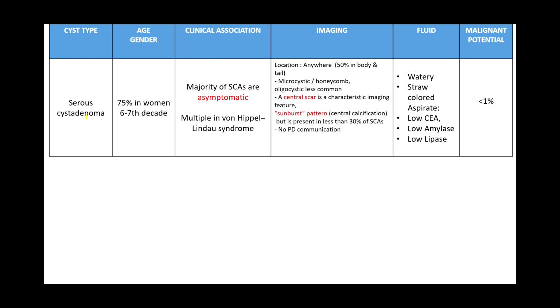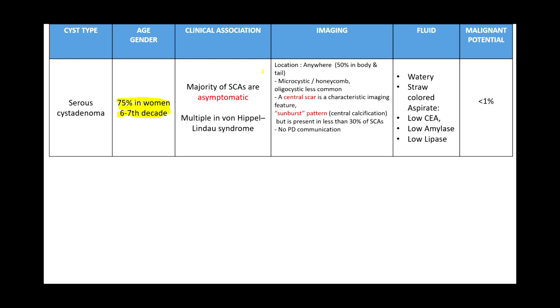Next, serous cystadenoma. So 75% of serous cystadenomas are seen in women, and these are seen in 6th to 7th decade of life. These are seen in older women. Majority of serous cystadenomas are asymptomatic. If there are multiple serous cystadenomas, they might be associated with von Hippel-Lindau syndrome.